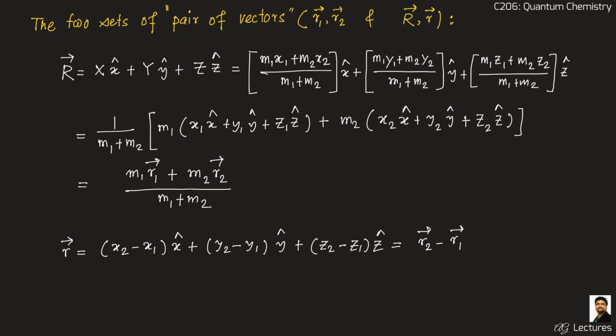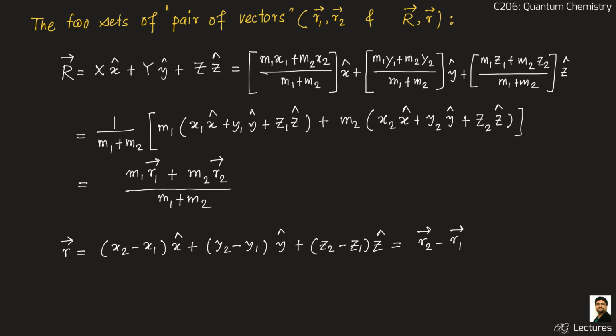And if we just rearrange these terms a little bit, we can easily show that capital R and the position vectors r1, r2 are related in this manner. Capital R is equal to m1 r1 plus m2 r2 over m1 plus m2. And the small r is rather easily correlated with r1, r2. Small r is just r2 minus r1.